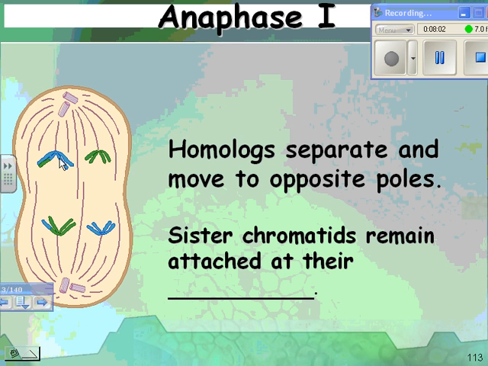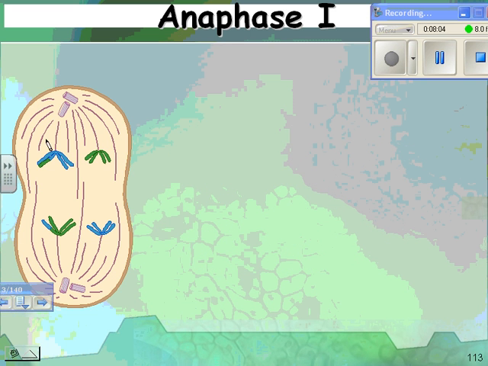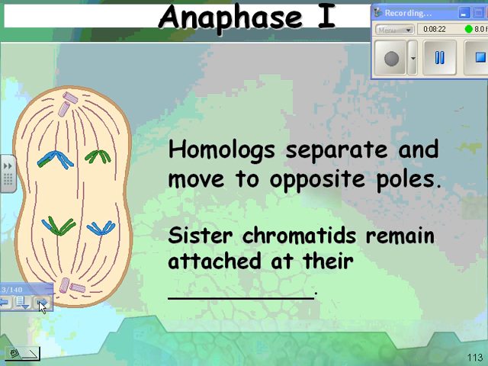As long as the cell at the end ends up getting the right number of chromosomes, like one of chromosome 1, one of chromosome 2, one of chromosome 3, whatever it is. If it's in you, one of each of your 23 pairs. As long as you end up getting one of each of those, they can line up however they line up. So homologous chromosomes separate and move to opposite poles. You can also say homologs separate. Sister chromatids remain attached at their kinetochores or centromeres.